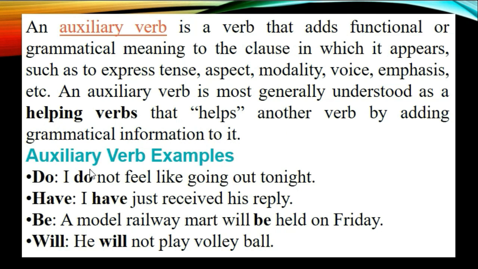Here are the examples of such type of auxiliary verbs. Do, I do not feel like going out tonight. Have, I have just received his reply. Be, a model railway mart will be held on Friday. Will, he will not play volleyball. So these are all giving help to the main verb in completing the action. That's why it is called auxiliary verb. Understood? Good.